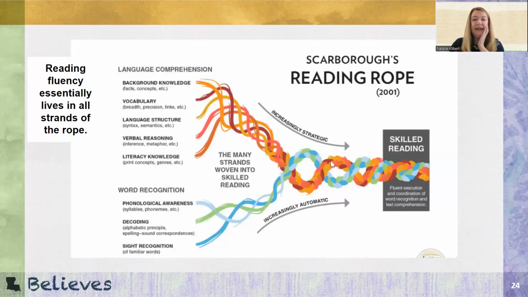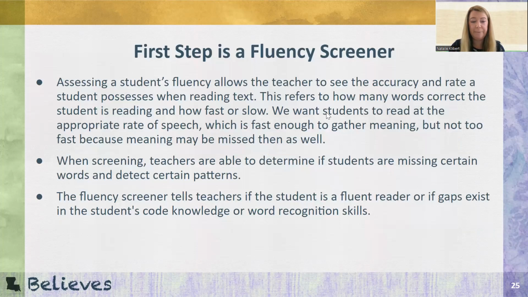Okay, so again, here is Scarborough's reading rope. Reading fluency is another one that just lives in all strands of the rope. You can develop fluency within all of these different things. Fluency impacts all of these things. So it's another high leverage thing that we can be using during our pre-teaching block.